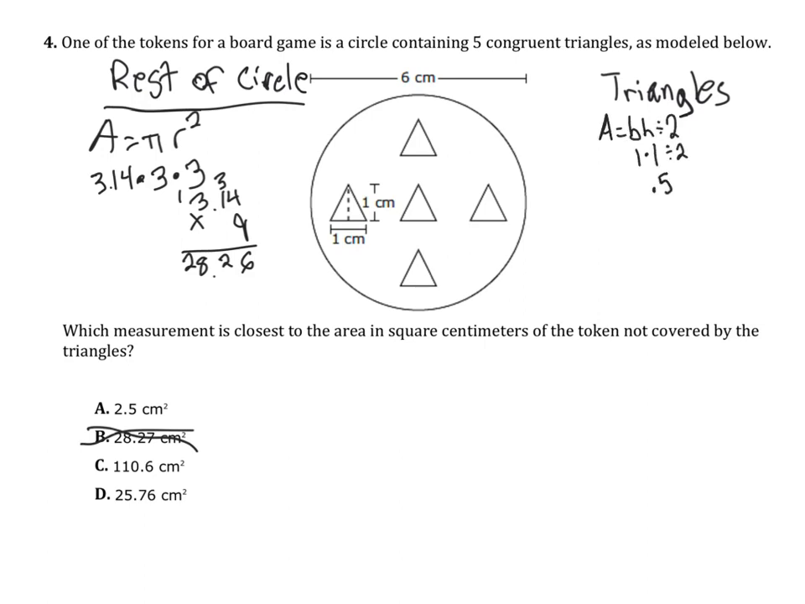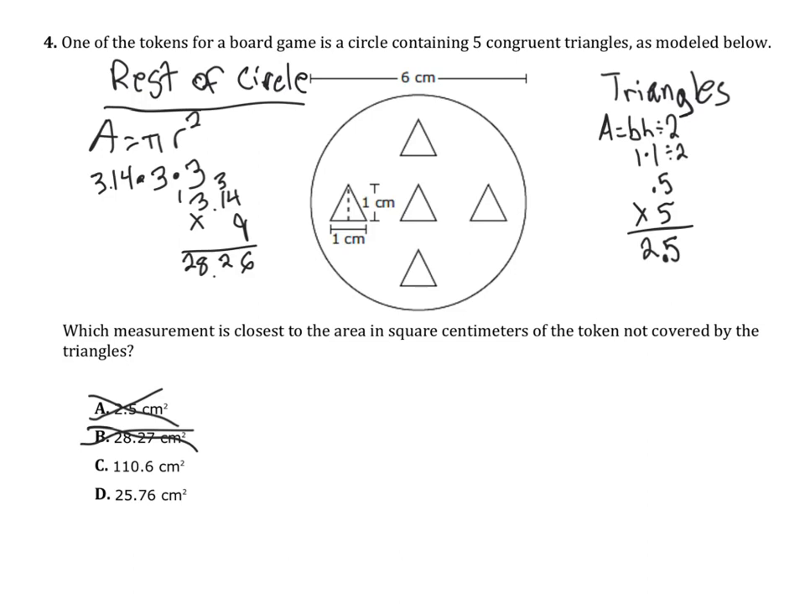Now, I have 5 triangles. 1, 2, 3, 4, 5. So I have to multiply 0.5 times 5. So 5 times 5 is 25. There's one decimal, so I have 2.5 for the triangles. Notice, that is an answer here. We know we have to do something else still, so we know we can eliminate that. That's another tricky answer.